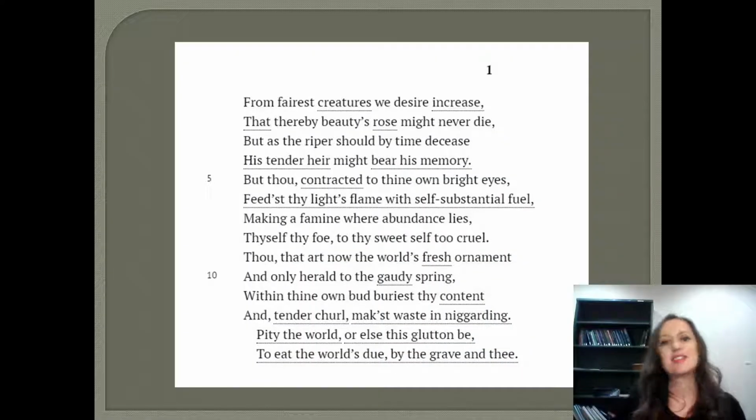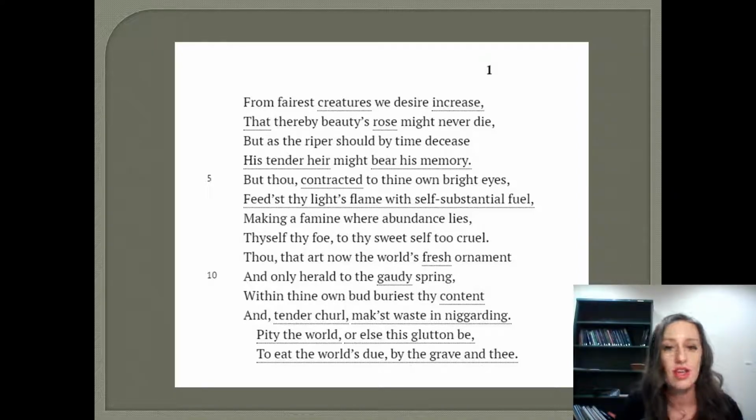Let's just take a look. This is the first sonnet. From fairest creatures we desire increase, that thereby beauty's rose might never die. But as the riper should by time decrease, his tender heir might bear his memory.